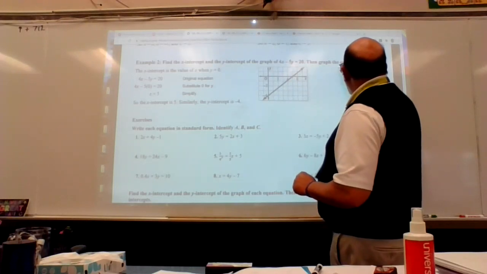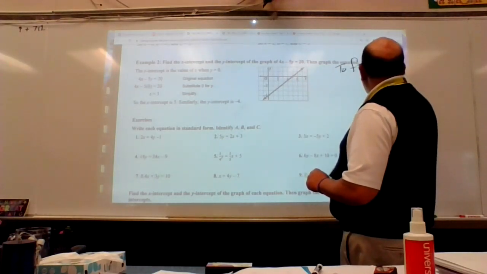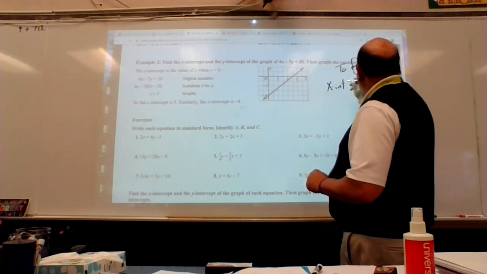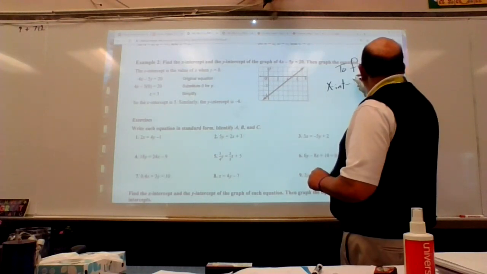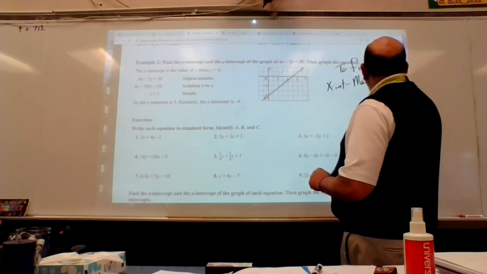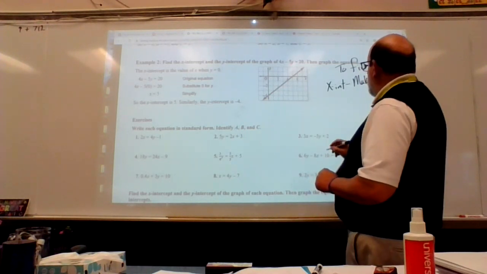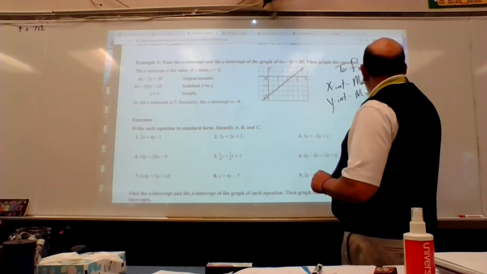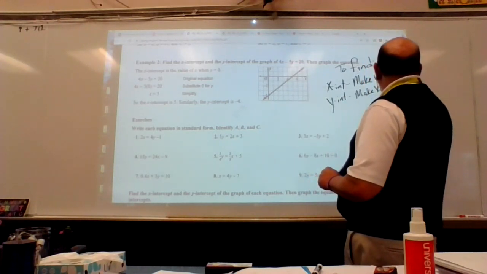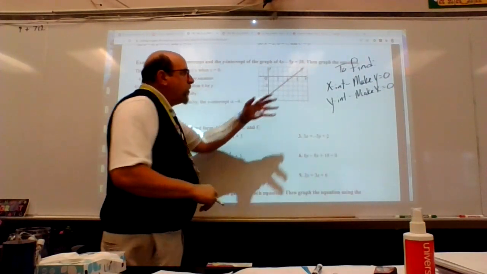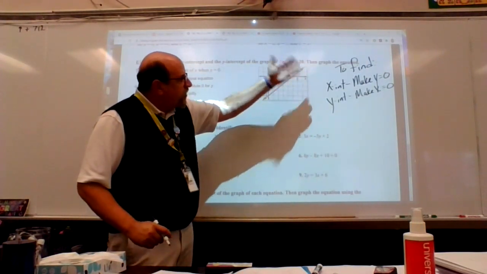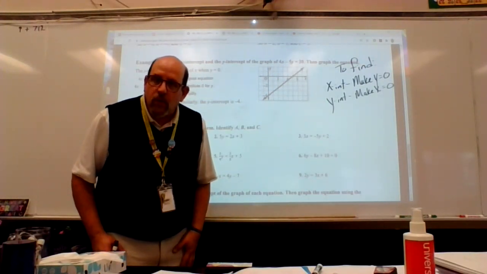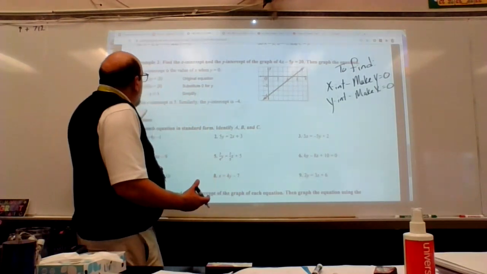To find the x-intercept, make y equals 0. To find the y-intercept, make x equals 0. That's what it says over here. I'm going to show it to you again right there. To find the x-intercept, make y 0. To find the y-intercept, make x 0. Oh, well, that's super simple. Let's go ahead and do that.